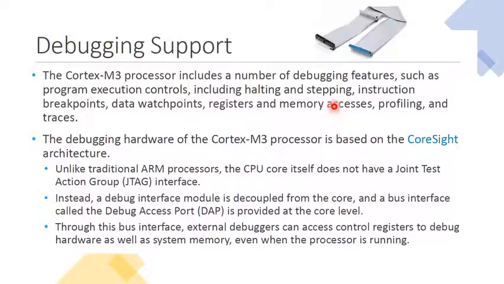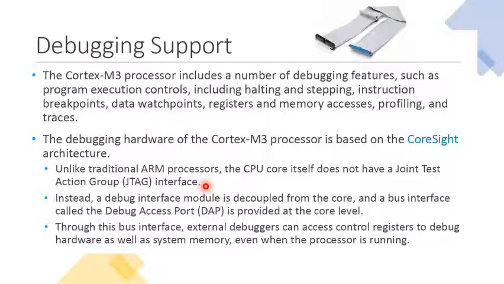Before going to the other details, if you look into the next few points, the debugging hardware. If you consider the hardware aspect of the Cortex M3 processor, it is based on a concept called CoreSight architecture. In traditional ARM processors, the CPU core itself does not have a Joint Test Action Group interface. So there is another new word for you, JTAG. That also I will cover.